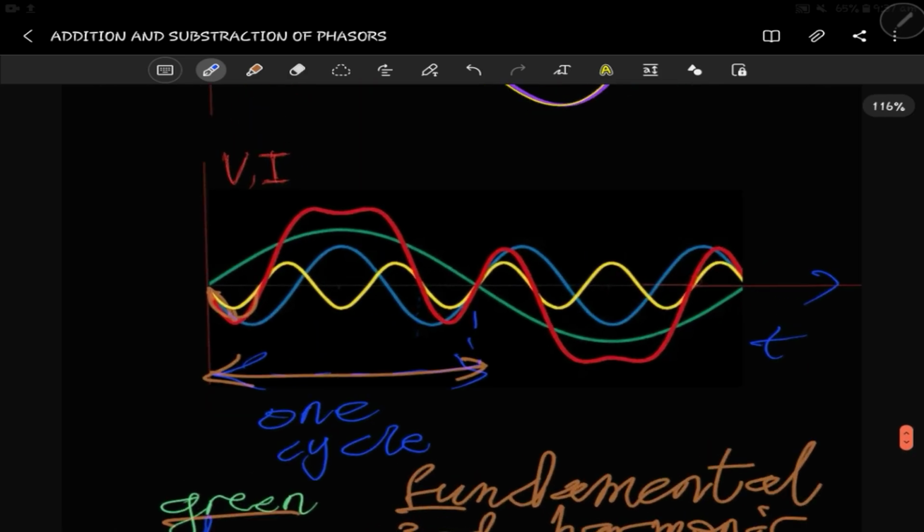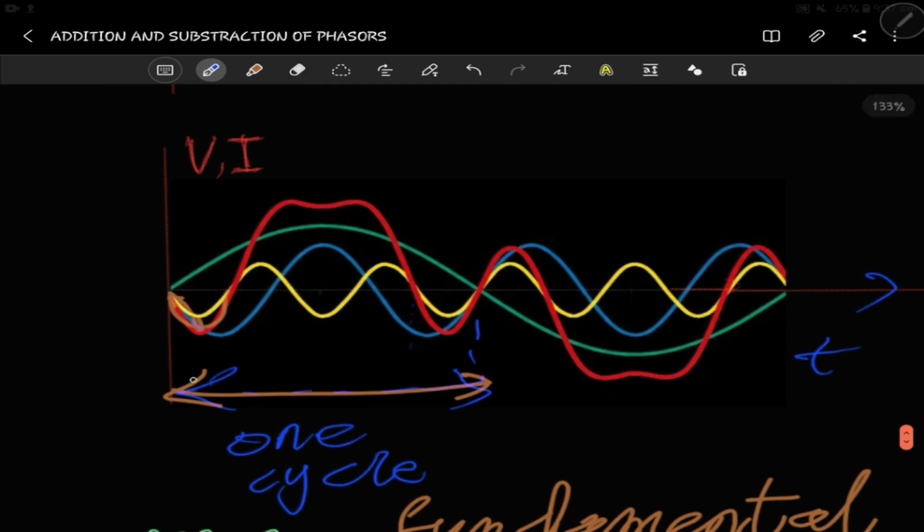If you look at this one, within this particular period, the period is 1 cycle from here to here. Let's see how many cycles within that one period. This one has 1, 2, 3, 4, 5. This one has 1, 2, 3. We can't add them directly because their frequencies are different. That's the principle applied when we are doing addition and subtraction of phasors.